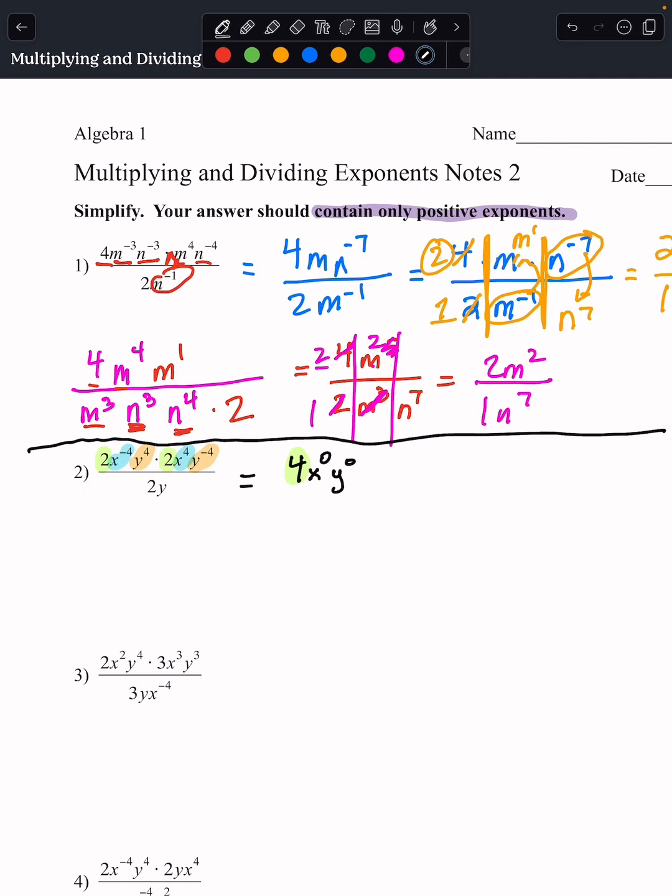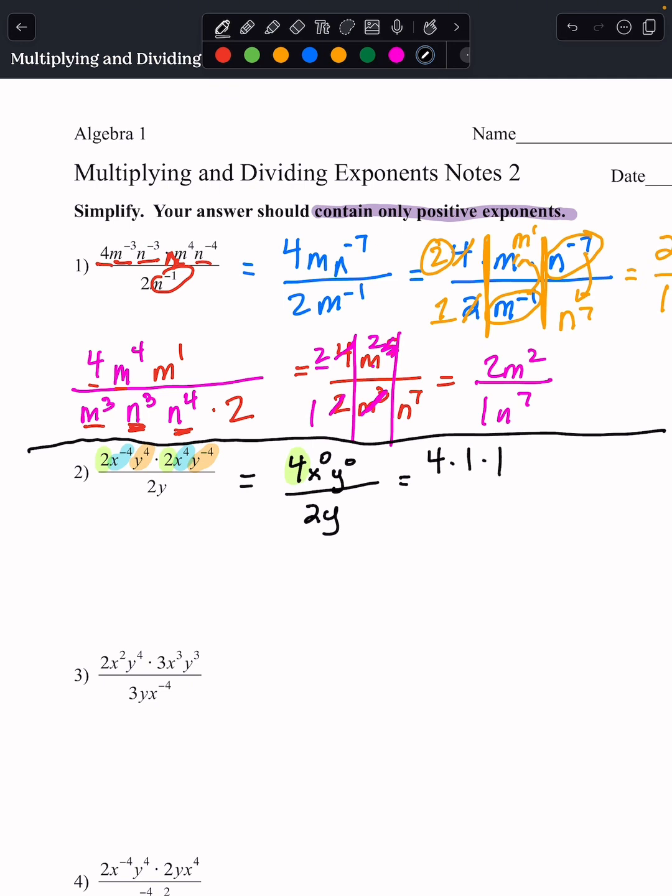And then on the bottom, we just have 2y. That's interesting. Let's see if you guys remember your rules. Anything to the 0 is 1. And if it just equals 1, we can really just cancel that out. So what that really says is 4 times 1 times 1 goes on the top. So in other words, that's just 4.